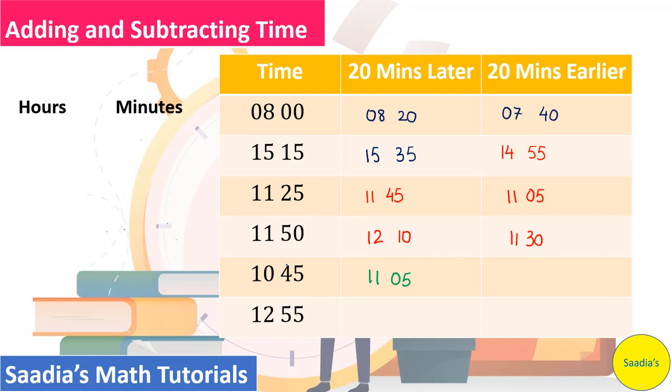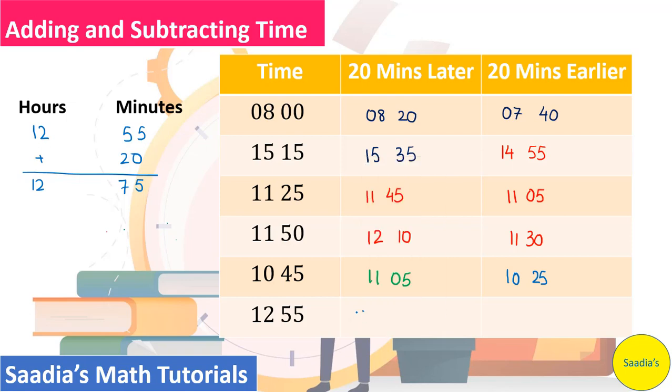Okay. So what would be the time 20 minutes earlier than 10:45? We have to subtract 20 from 45. What would we get? 10:25. You can always do the working if you want. 12:55. What will be the time 20 minutes later? 55, 5 plus 0 is 5, 5 plus 2 is 7, and 12. So 12 hours and 75 minutes.